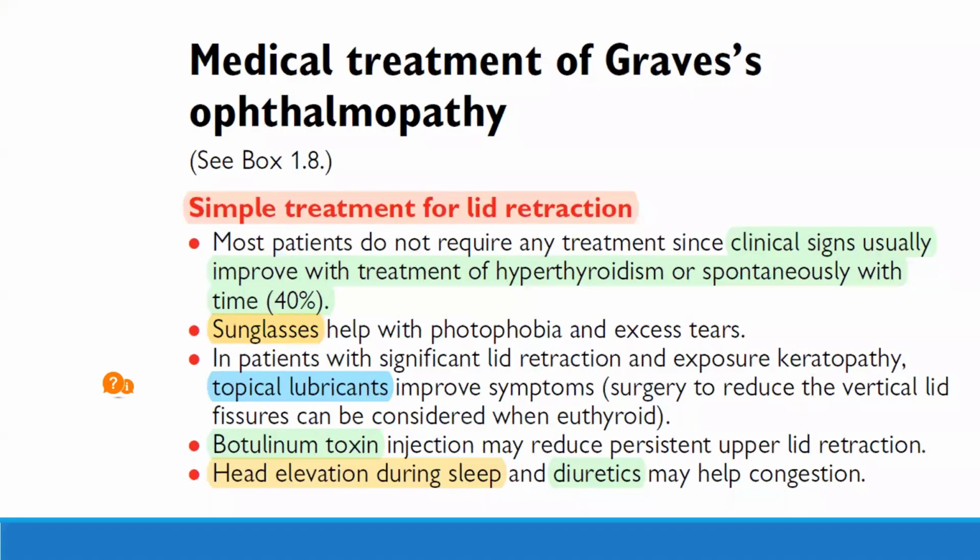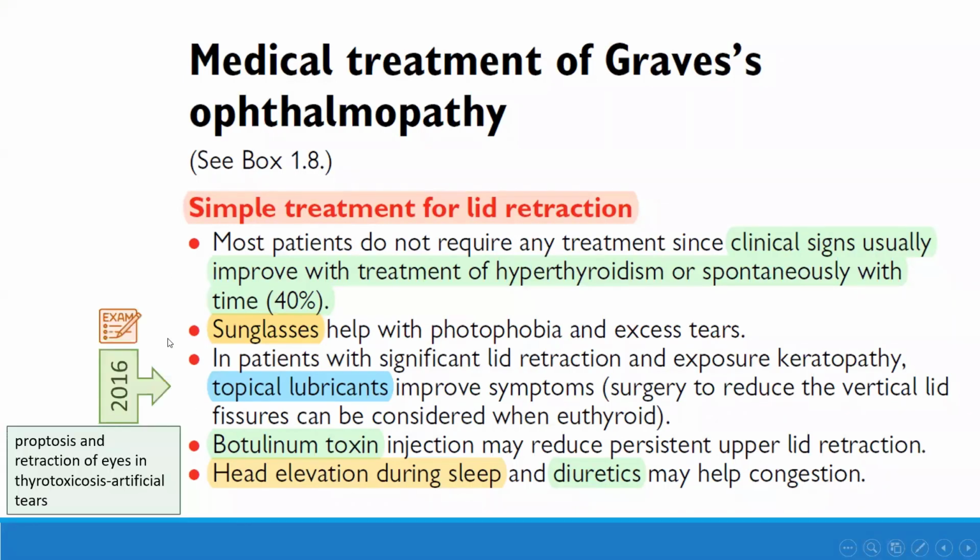So, for medical treatment of Graves' orbitopathy, what are the simple maneuvers? Most patients don't require any treatment. Most of the patients just improve after improvement of hyperthyroidism or by spontaneous resolution. Sunglasses and a topical lubricant are very important. Botulinum toxin may be required for persistent upper lid retraction. Head elevation during sleep or diuretics can be used. And don't forget, in some previous exams, they asked about a patient presenting with proptosis and retraction of the eyelid in a mild case. In this situation, just artificial tears or topical lubricants are sufficient for management of Graves' orbitopathy.